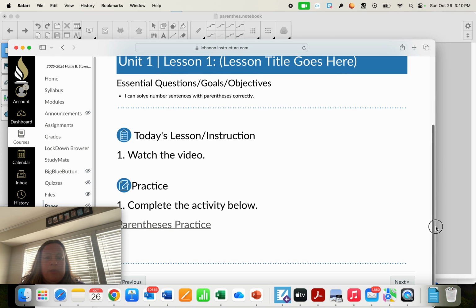Okay, and then you have already watched the video. So you are going to click on parentheses practice. There are 10 problems for you to solve on there. Remember, when you get on there, whatever is in parentheses, you have to solve that first, okay? And you are going to need to keep your boards and markers out so that you can solve these problems. Good luck.